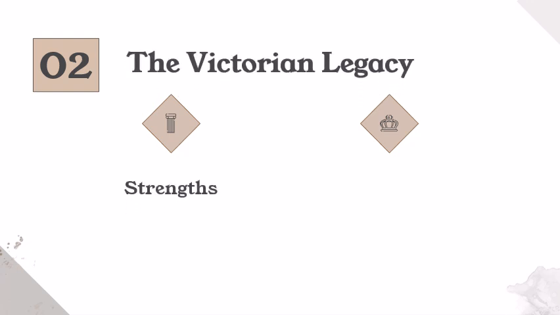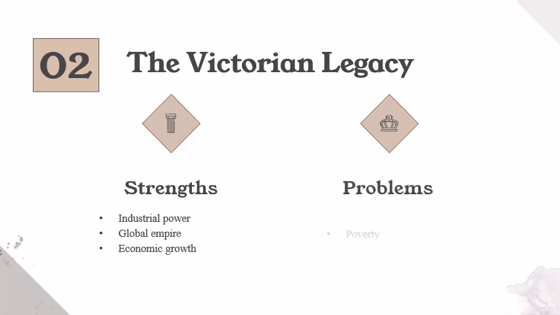Now moving to the Victorian legacy. Edwardian Britain inherited both the successes and the problems of the Victorian era. Britain remained the world's leading industrial and imperial power. However, many people lived in poverty, social inequalities were widespread, and women and working class citizens enjoyed limited political rights. These issues would become increasingly important during the Edwardian period.